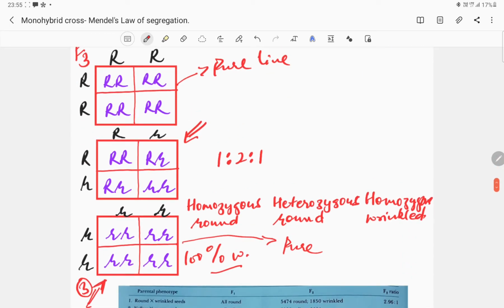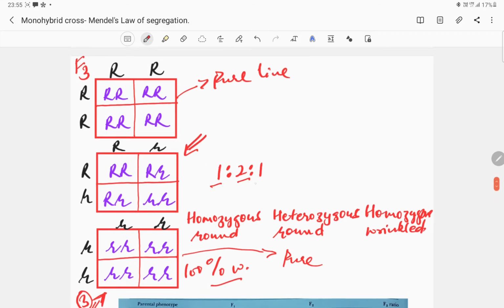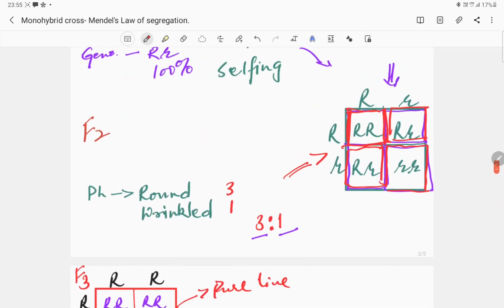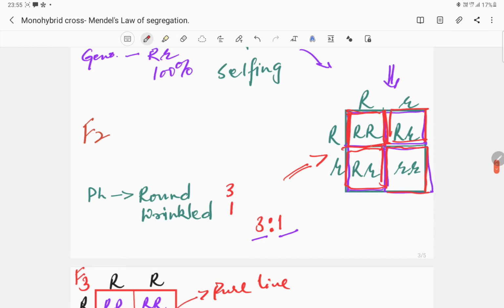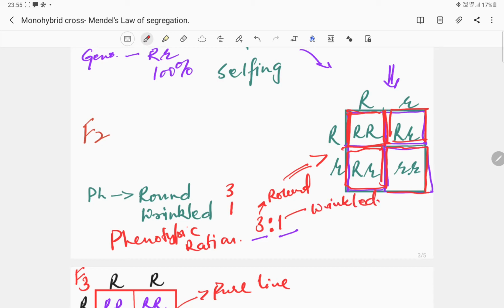Now, if you look closely here, on the basis of this, he came to a ratio called 1:2:1, which means that this 3:1 ratio was the phenotypic ratio. What does this mean? It means that there were 3 round seeds for 1 wrinkled seed in the entire lot of seeds that he had gotten in the F2 generation.